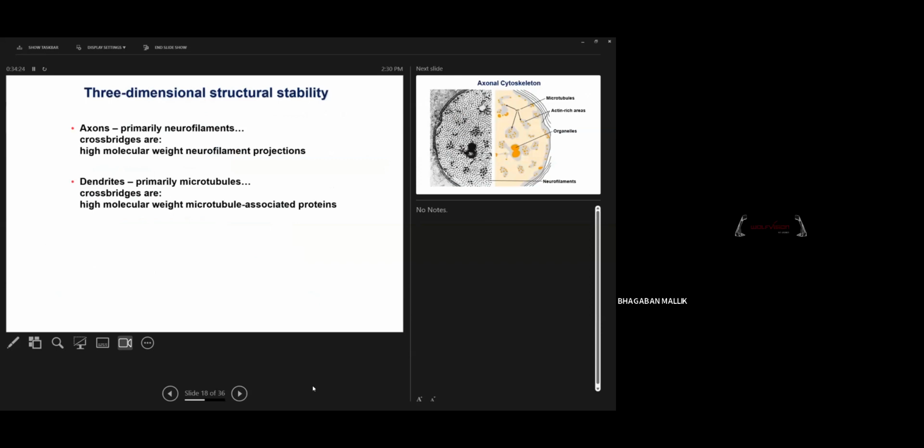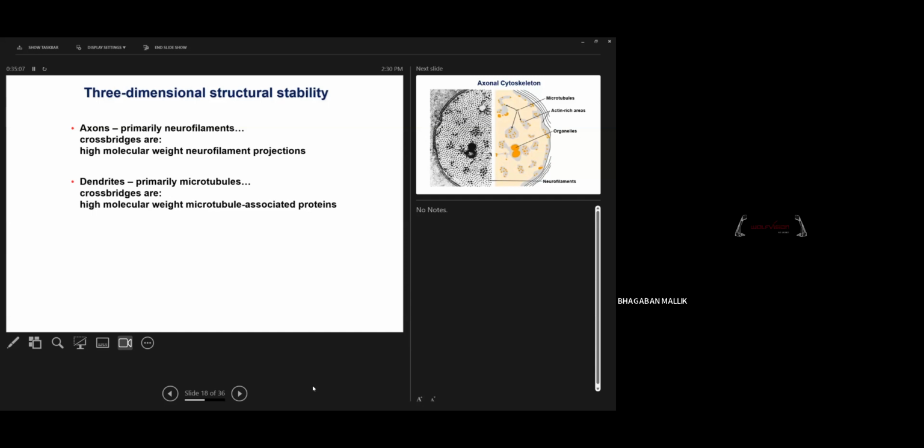Then this neurofilament provides the 3-dimensional structural stability to the axon. Here you can see that the axon is supported primarily by neurofilament, and they are cross-linked to each other, and there are high molecular weight neurofilaments also present in the axonal compartment. The dendrite primarily consists of microtubules, and also consists of some neurofilament, not that enriched, but there is some presence of neurofilament in the dendrite. Mostly they are enriched in the axon to provide support to the long growing axon.